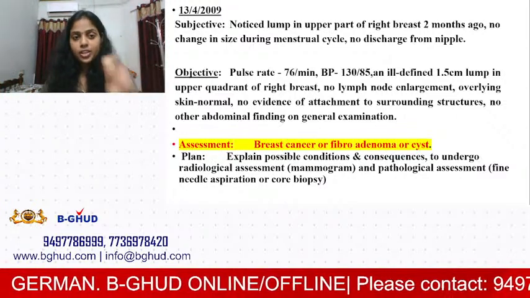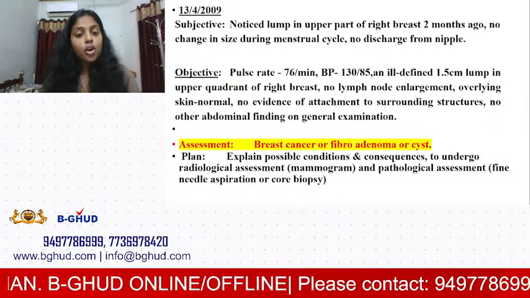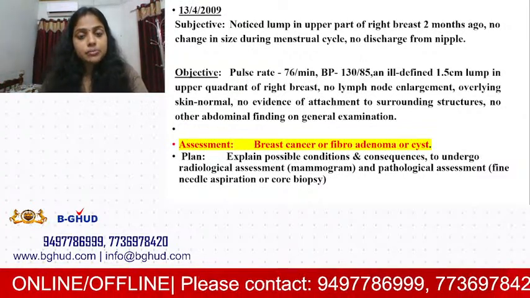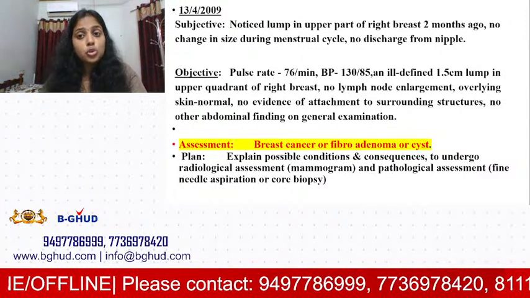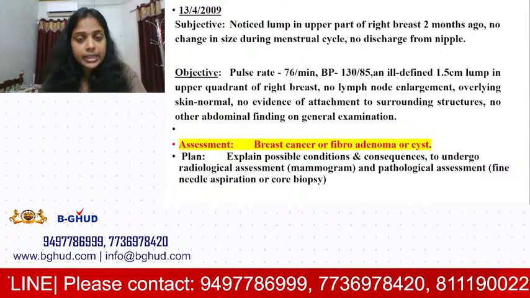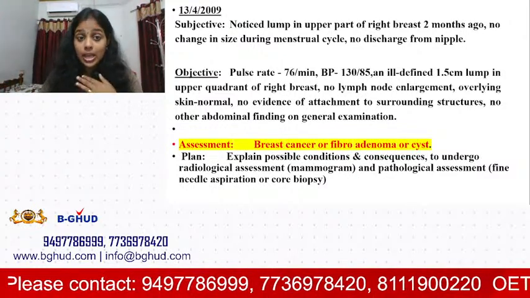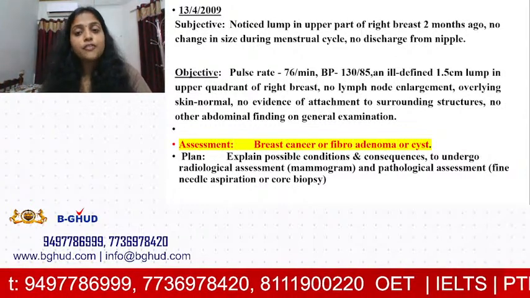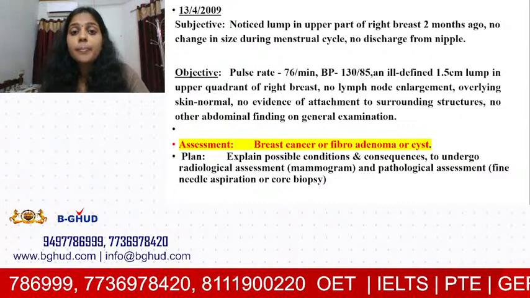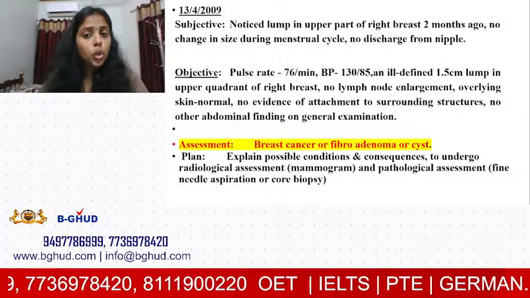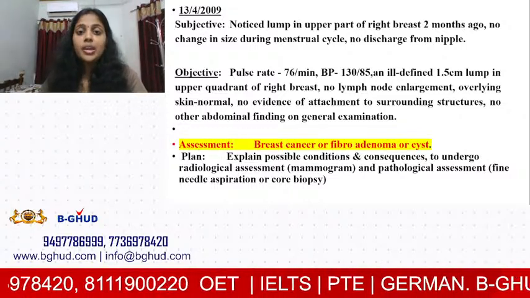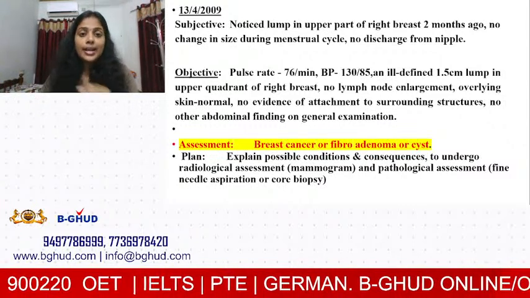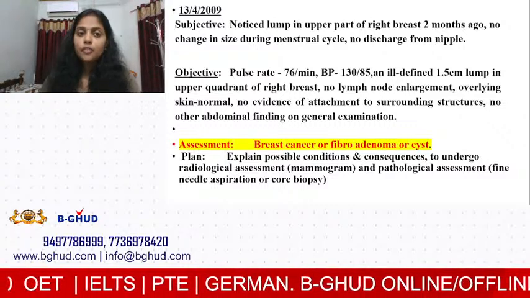So subjective points are the points which Mrs. Penalisa stated or claimed or reported or complained. So let's read. On 13/4/2009, subjective: she noticed a lump in the upper part of her right breast 2 months ago. No change in size during the menstrual cycle. No discharge from the nipple. On observation, her pulse rate was noted as 76 beats per minute, blood pressure 130/85, and an ill-defined 1.5 centimeter lump in the upper quadrant of the right breast was noted. No lymph node enlargement, overlying skin normal, no evidence of attachment to surrounding structures, no other abdominal findings on general examination. So as of now, in objective, there is nothing for us to dwell on.